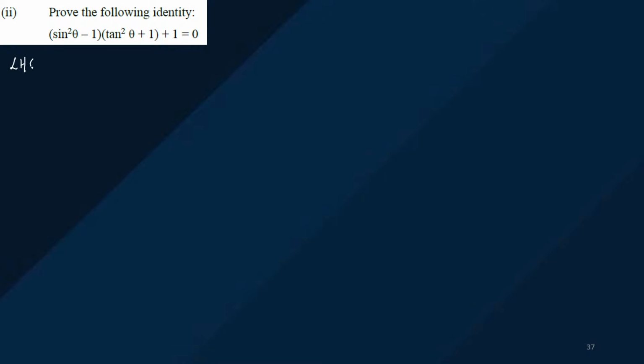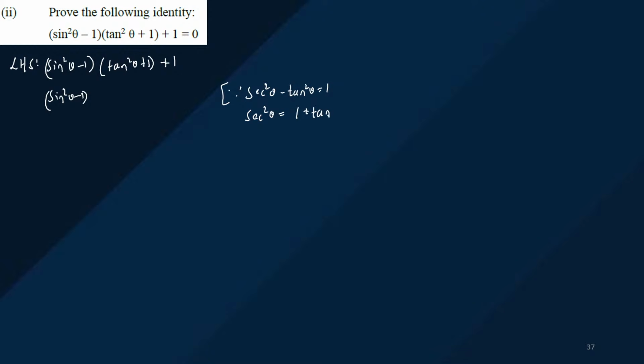Now I will just take the LHS. What is LHS? That is sin square theta minus 1 into tan square theta plus 1. So what can I do? I'll just keep this sin square theta minus 1 as it is. But here you must know the identity, secant square theta minus tan square theta is equal to 1. So secant square theta is equal to 1 plus tan square theta. So tan square theta plus 1 can be written as secant square theta. I'll keep it as it is.